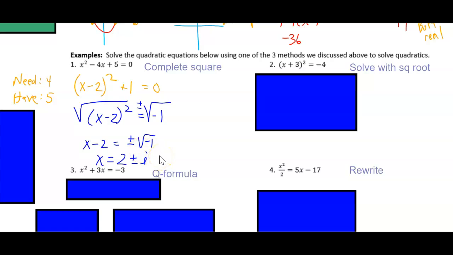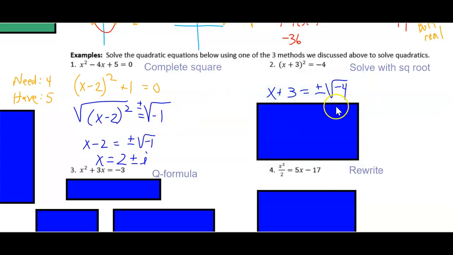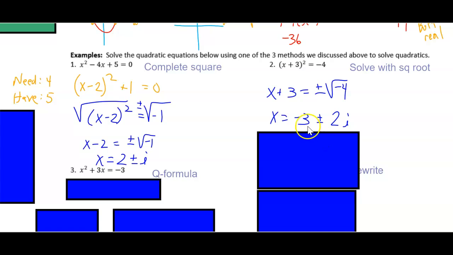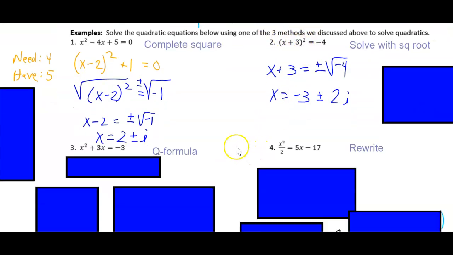I would get that same result no matter what method I use, but that works out well with completing the square. Pretty easy to do. This one, in number 2, is already set up for me to do this blue step from the previous one. So if I just square root both sides, remember the plus minus, that's always going to be there. The square root of negative 4 would be 2i. So I have minus 3 from subtracting 3, plus and minus 2i. Those are probably the easiest kind when you already have a square term isolated like that.